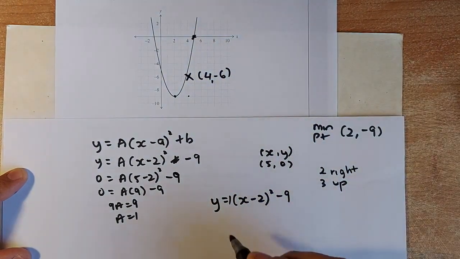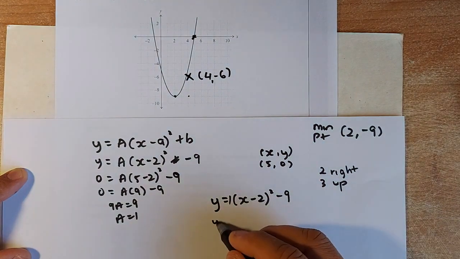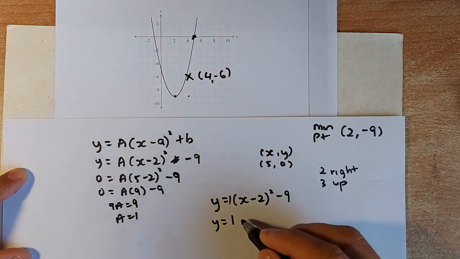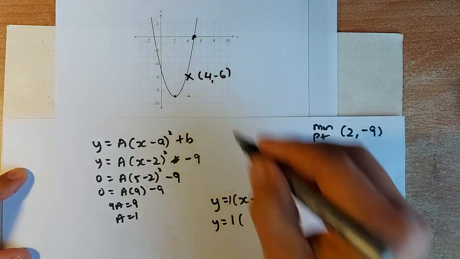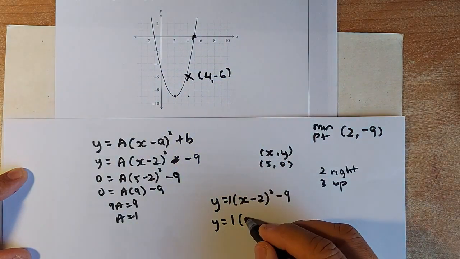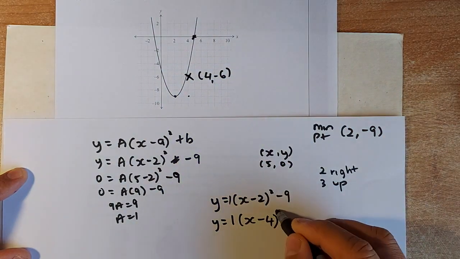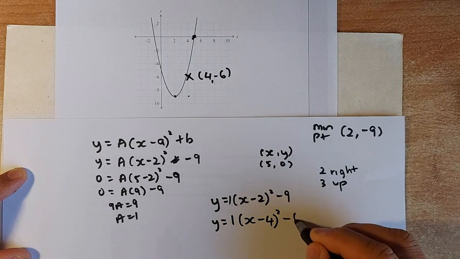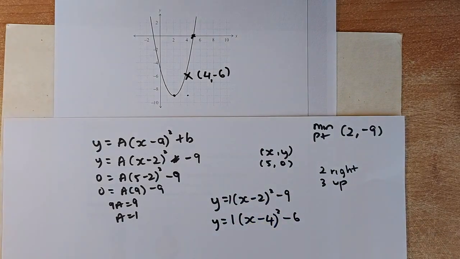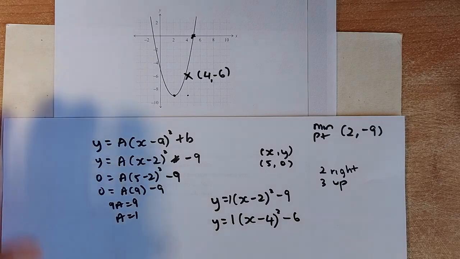So to write the new equation, it's very simple. Do the same thing. Y equals 1. Your A is still the same. Instead of moving 2 to the right, it has moved 4 to the right. So you write (x - 4)² - 6. So that is the new equation, and that will give you a merit. Okay, we shall do one more.